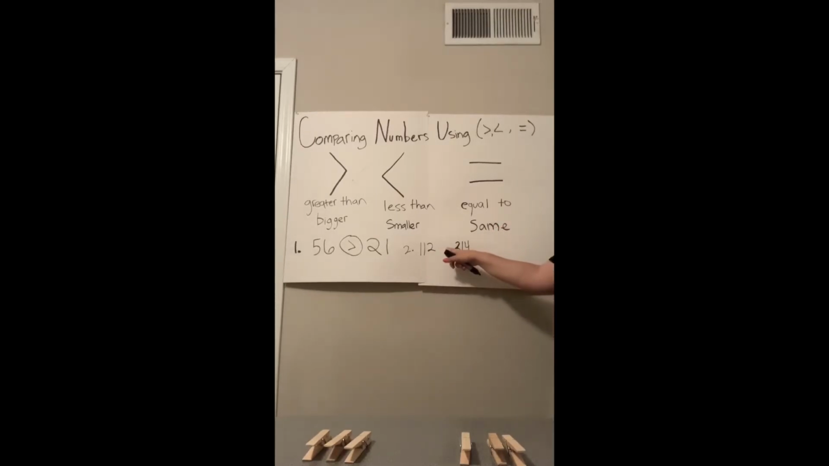Perfect. Daddy alligator is going to be facing this way, and when it's facing this way, what do we call that? Good job, less than. So this number right here, 112, is bigger or smaller than 314? Smaller, good job.